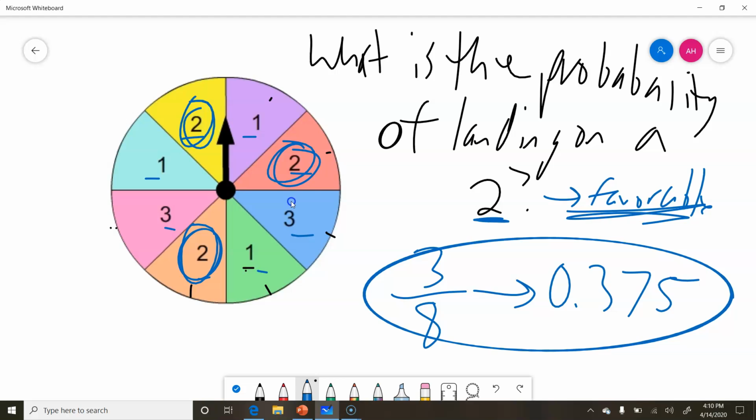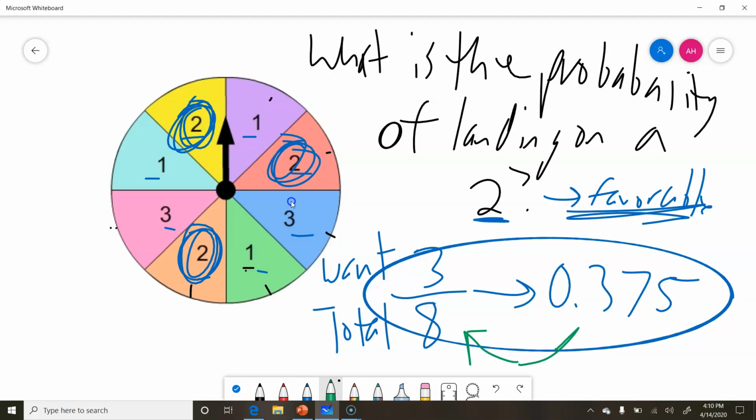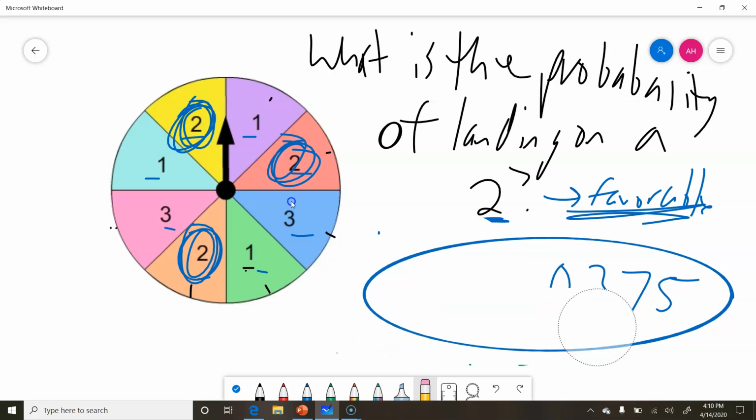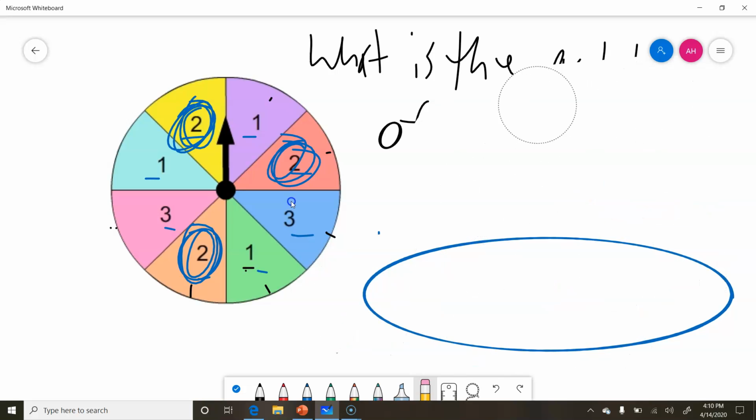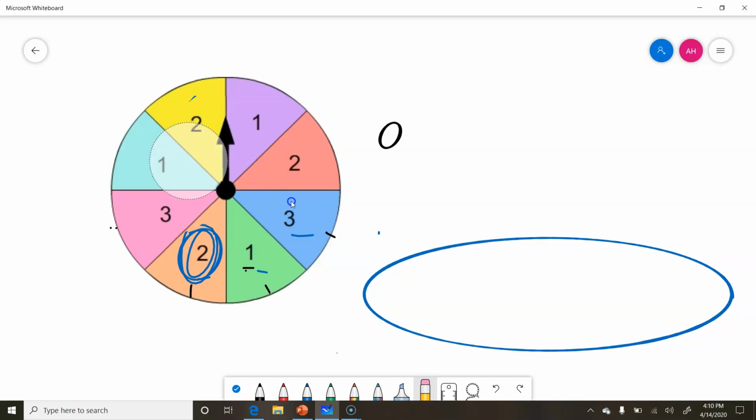Okay, that's not very hard. You guys can definitely do that. You just count how many are favorable, right? How many are 2? And then you put it over how many are total, right? Total is the bottom, and this is what we want. Okay, so the top is what we want. The bottom is the total. And we just write it as a fraction. Okay, right here as a fraction, and then right here as a decimal. Not bad. You guys totally get that. Let me see if I can erase this without erasing my chart here.